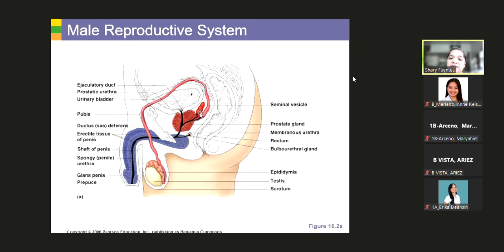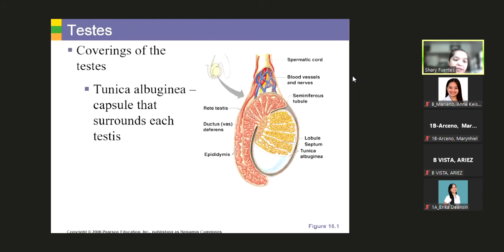Okay, we have the seminal vesicle behind and then we have in here your prostate, no? Okay? And then the bulbourethral gland nandito sa baba. And then you have the testes or epididymis and then your vas deferens. Ito yung the penis, no? And then the outside is the sac, what you can see outside. Okay? So let's talk about the testes first.